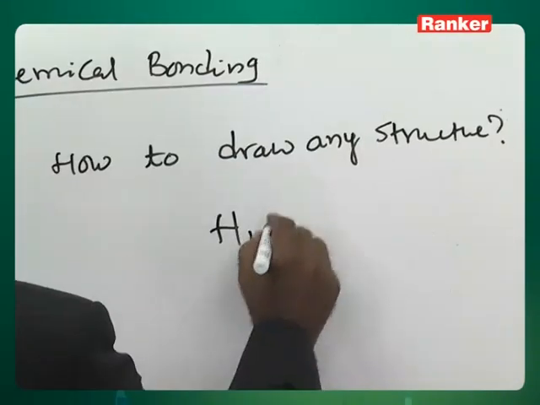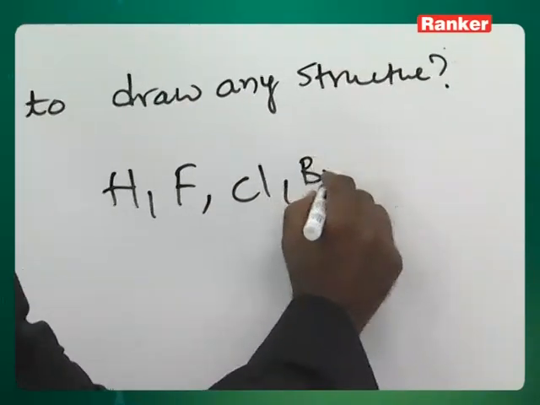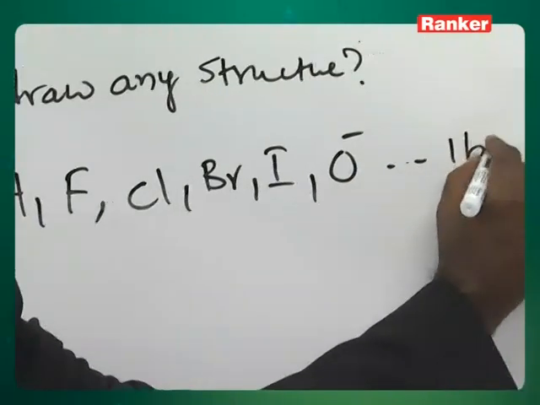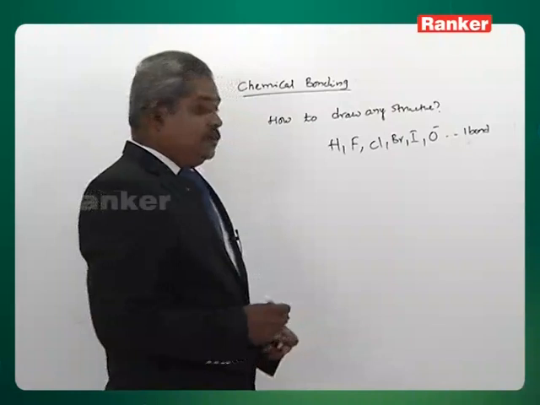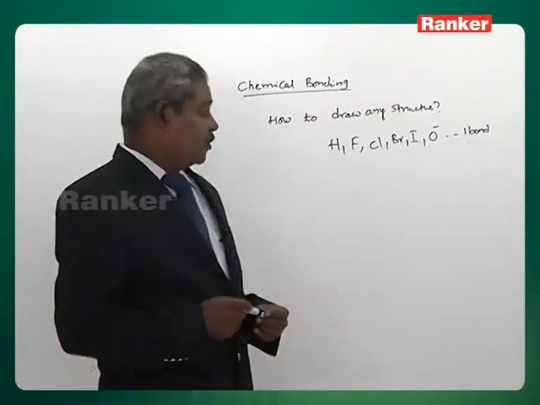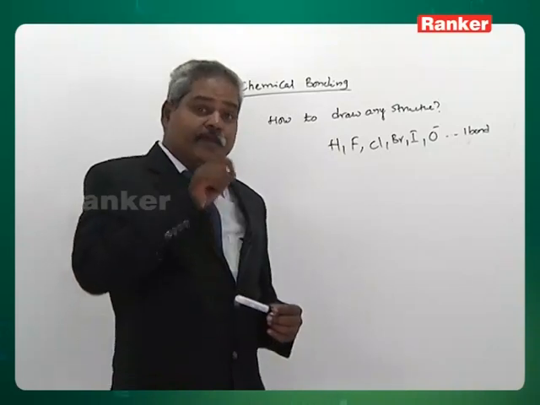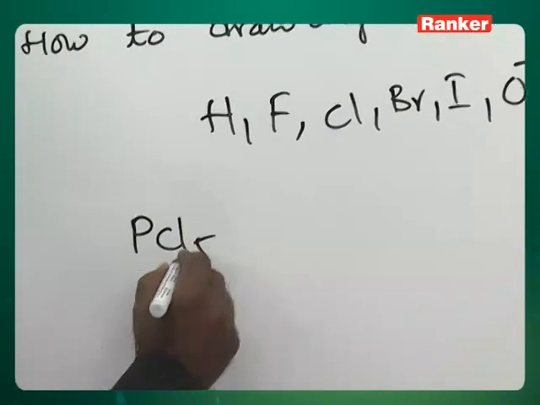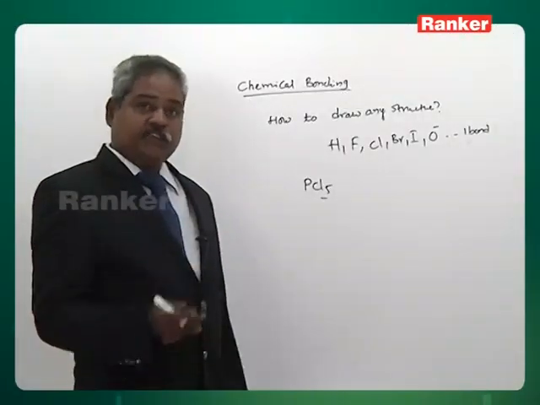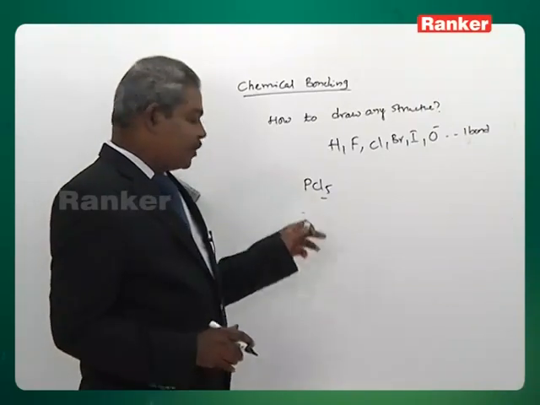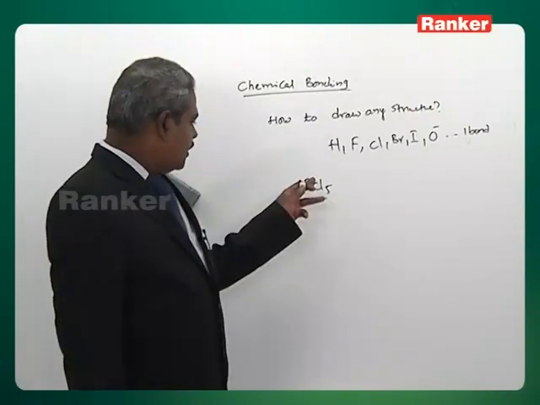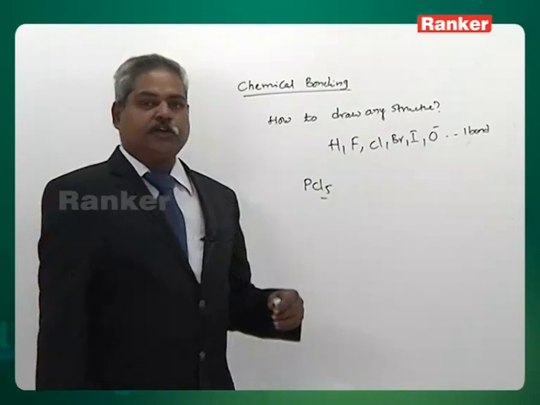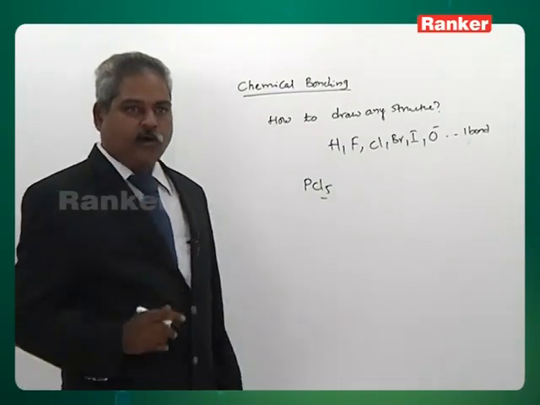Hydrogen, H, F, Cl, Br, I, O-, they always form one bond. I will explain myself later. They always form one bond when they are terminal atoms. For example, in PCl5, chlorine is the terminal atom. Phosphorus is the central atom. Phosphorus is at the center and 5 chlorines are approaching. These are called terminal atoms. So, when hydrogen or any one of these is a terminal atom, they form one bond only.